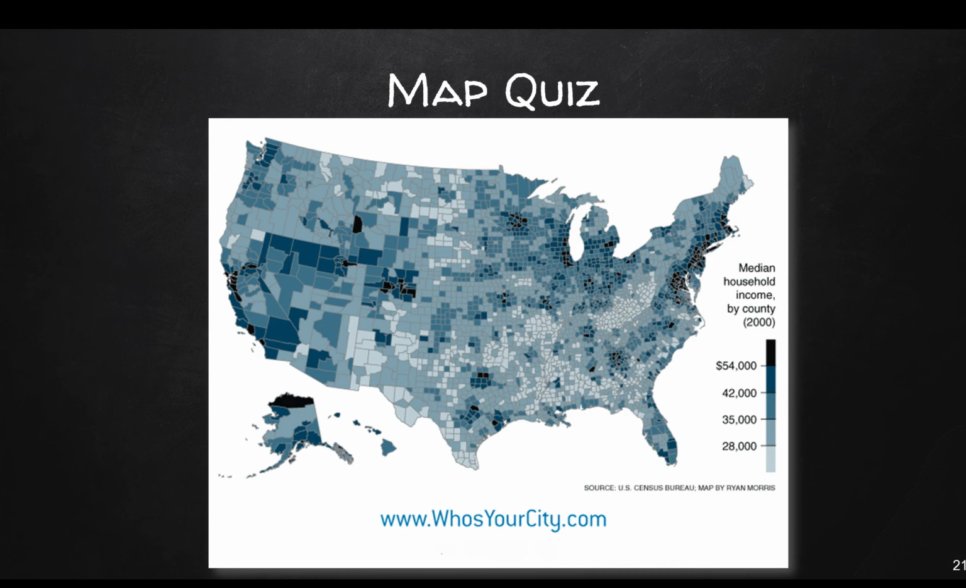So it's a median household income map, and it's by county, and there's actually quite a bit of information that you can glean from this map relatively quickly. So this is a good map.